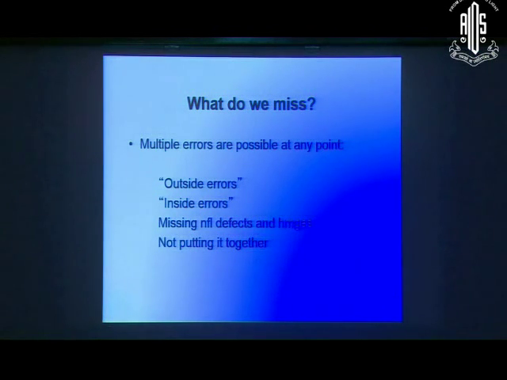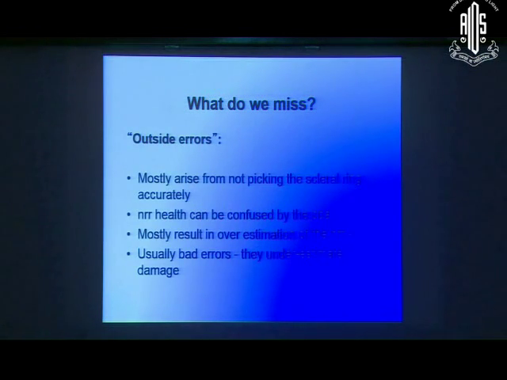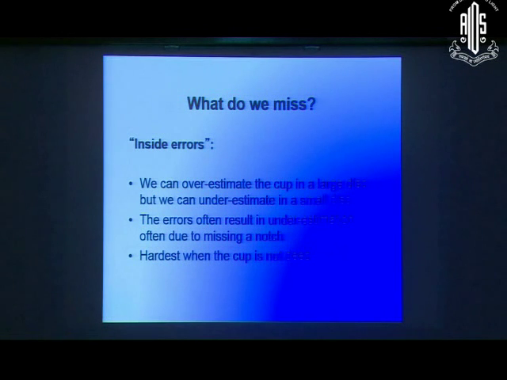So what do we actually miss? There could be multiple errors, errors in judging the outside parameters or inside parameters, missing the nerve fiber defects, and again, if you don't synthesize the information correctly. Now, scleral ring is, as I said, important, and if you get that wrong, then other parameters are going to be wrong too. And then inside errors: we can overestimate the cup in a large disc, but can also underestimate the glaucoma probability in a small disc. And the errors that often result in underestimation are often due to missing a notch.